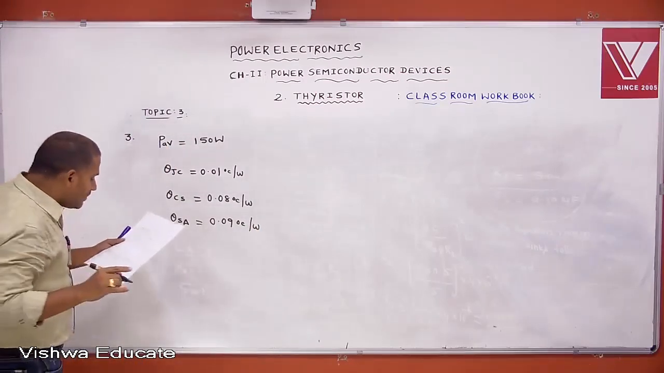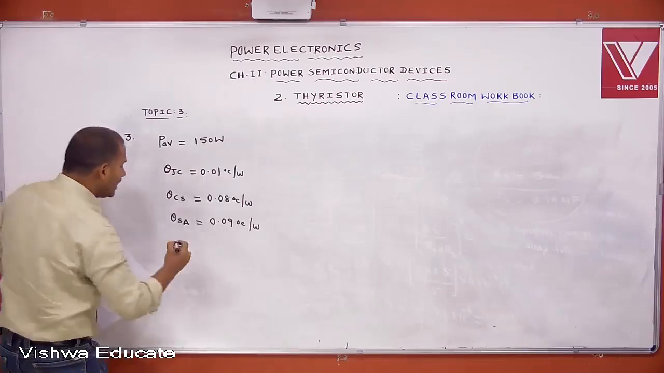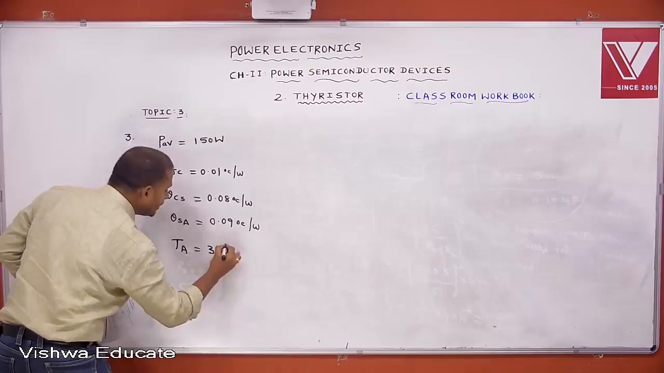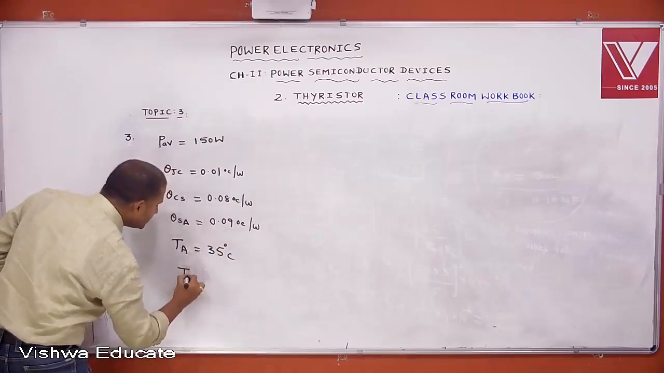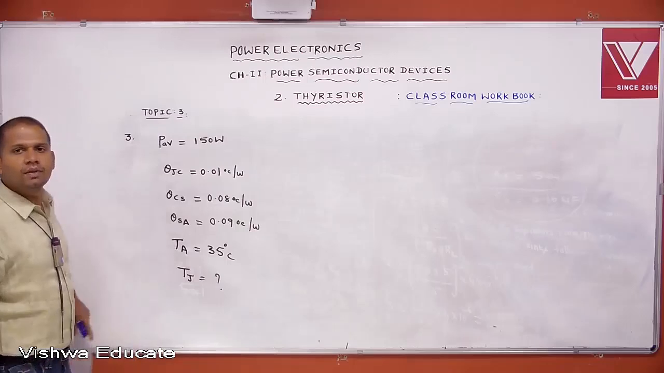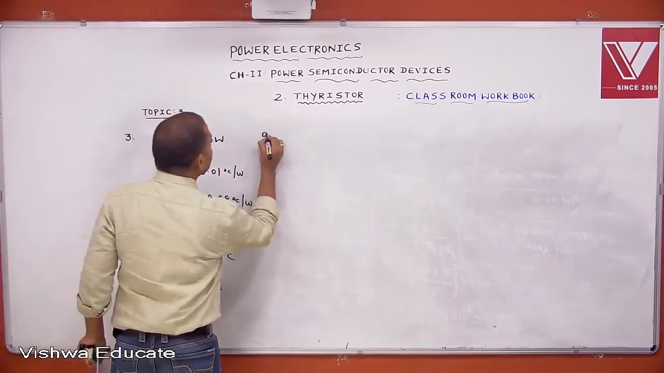And ambient temperature is 35 degree centigrade. Ambient temperature TA equal to 35 degree centigrade. Then you calculate what the junction temperature is. This is the question framed. Then what are the options that are given?